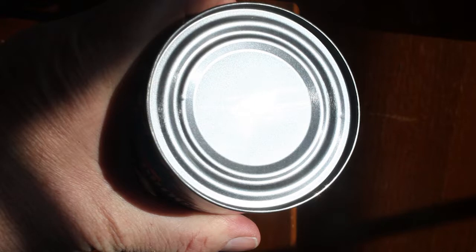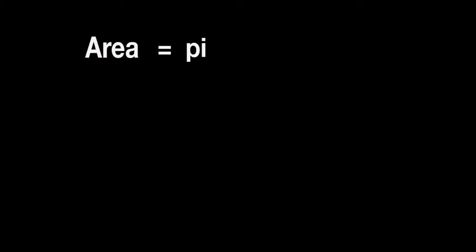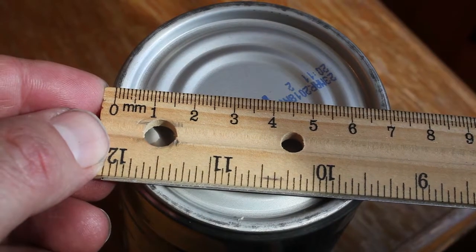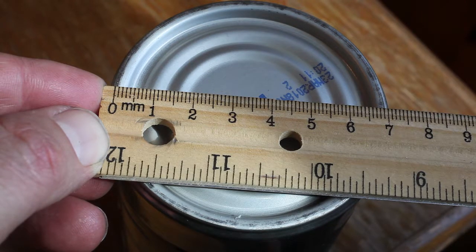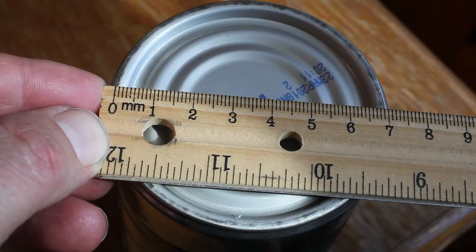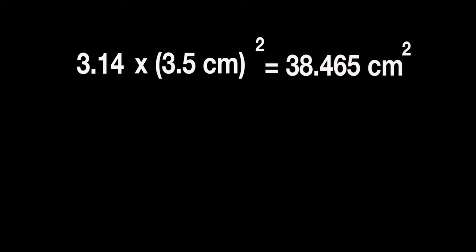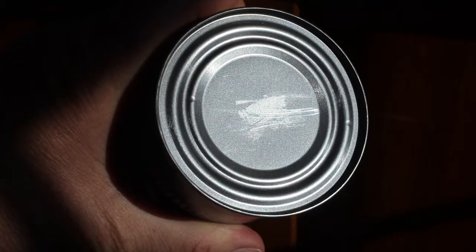But we still need to find the area of the circular top and bottom of the can using the formula area equals pi times radius squared. Using a metric ruler, we find the diameter to be 7 centimeters. Naturally, the radius is half the diameter, which is 3.5 centimeters. Plugging these numbers into the formula, we can calculate area. So 3.14 times 3.5 centimeters squared equals 38.465 square centimeters.